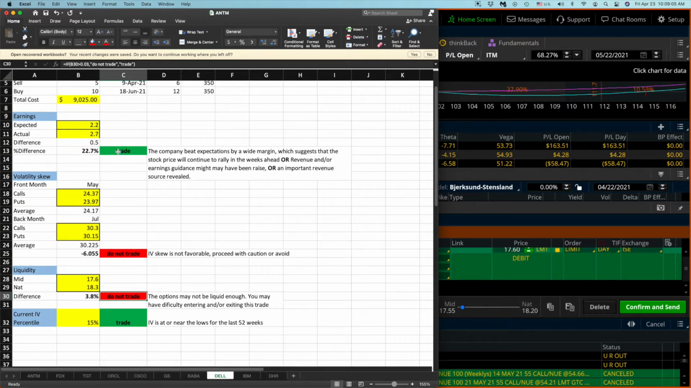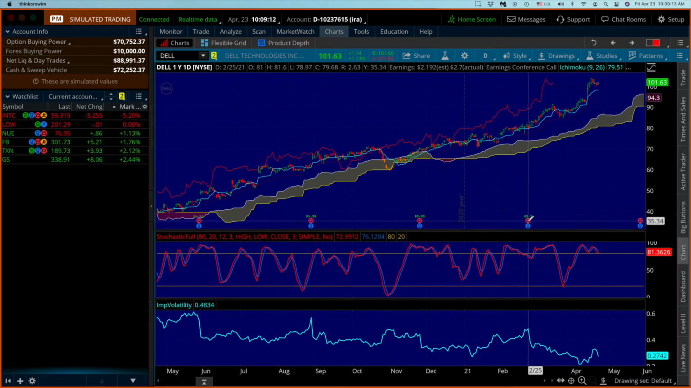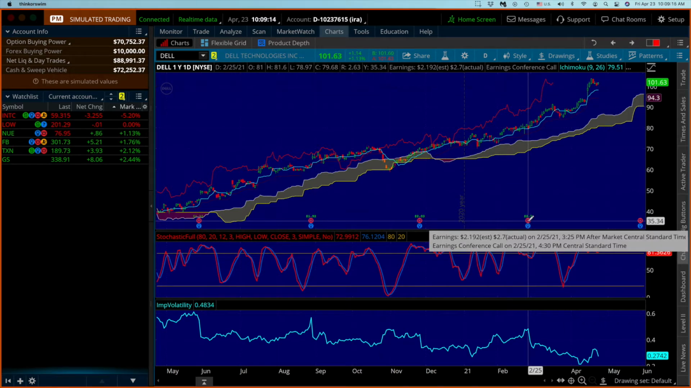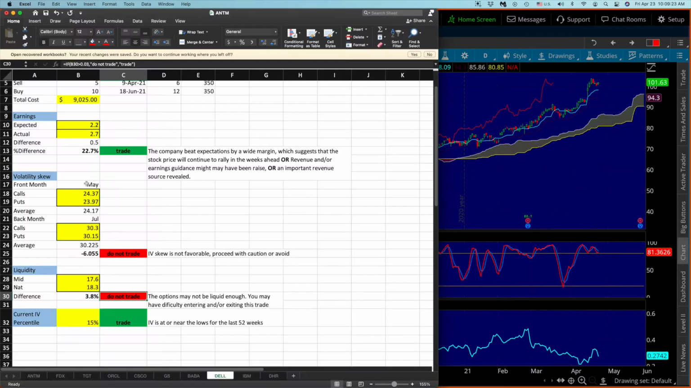The earnings were beat by a wide margin. And in order to see that, go to the chart and display, make sure you can display the earnings, the last earnings, and you can see that it was 2.1 or 2.2 versus 2.7. 2.2 versus 2.7, that's a good, decent beat. I want 10% or more, so that was good, but the volatility is about 15%. That would be good too, but these 2 factors make it very difficult to trade this. So I would not recommend it after all.